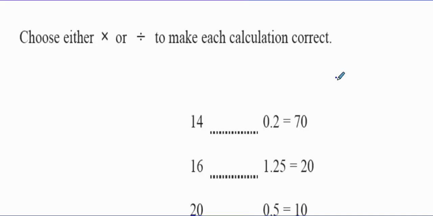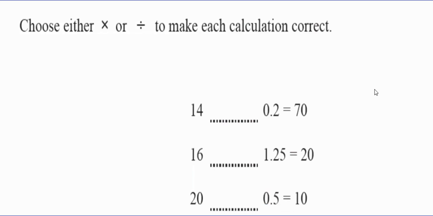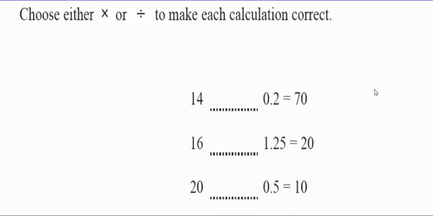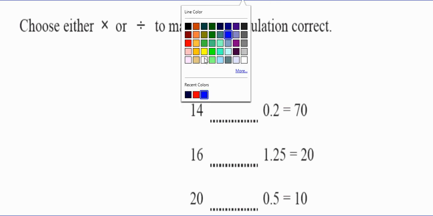Okay, this is another question. How much time has gone? 30 minutes have gone. Okay, it's okay, we still have time. Okay, choose either multiplication or division to make each calculation correct. Okay, it's easy. You play with numbers here. It's easy. You play with numbers. Let me show you how easy is easy.